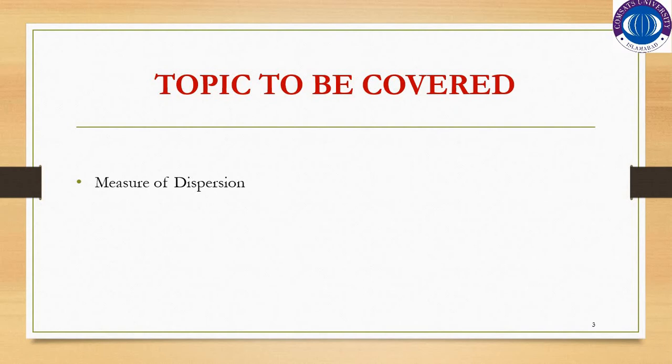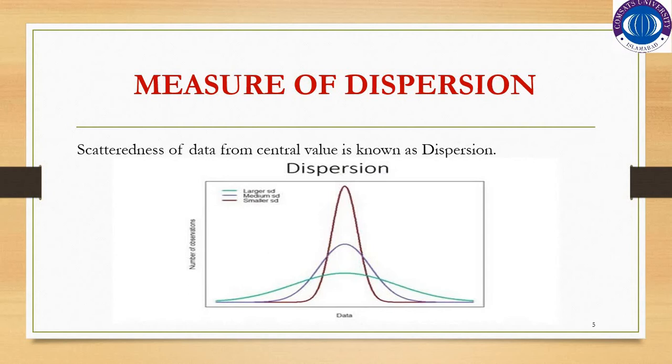Today's topic is measure of dispersion. This is also part of the analysis of data. So what is the measure of dispersion actually? The scatteredness of data from the central value is known as dispersion.